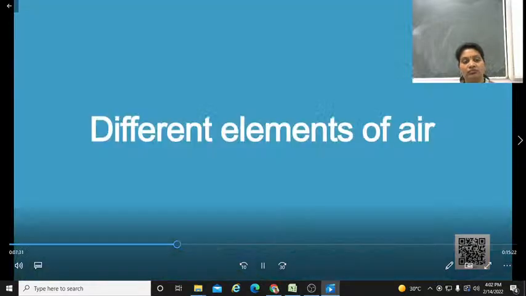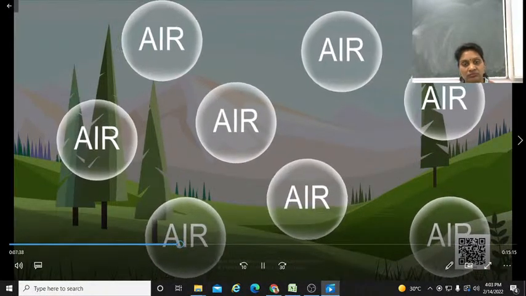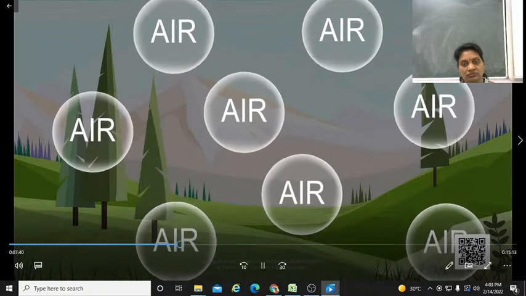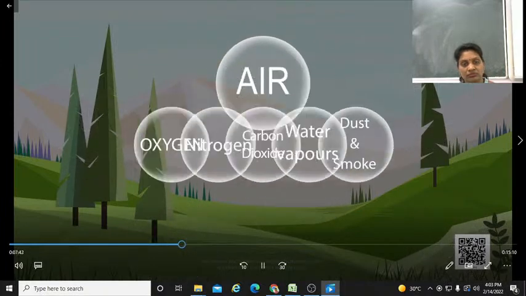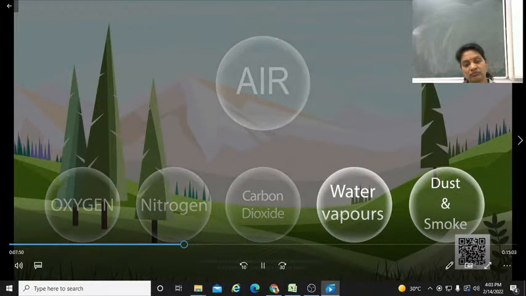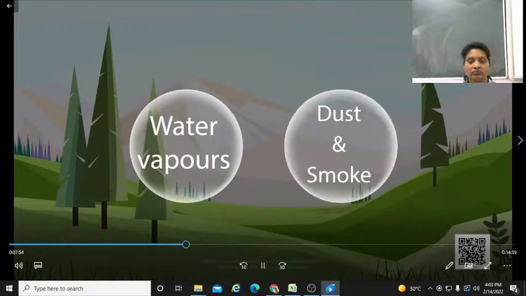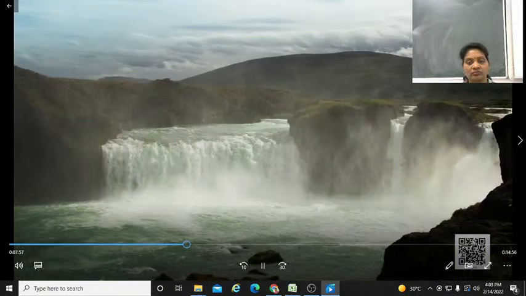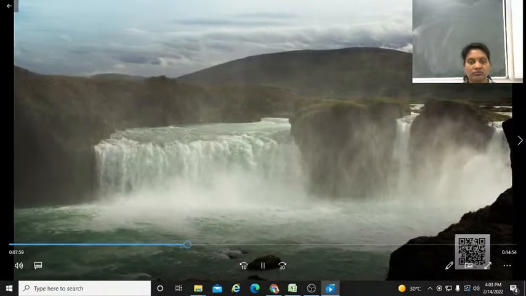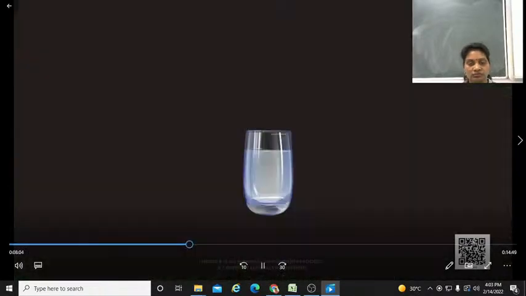Let us now discuss the different elements of air. I have already told you that air is a mixture of gases. What kind of a mixture is it? Let us find out about some of the major components of this mixture one by one. First of all, we will talk about the water vapors. Air contains water vapors. We can show this with the help of an activity.